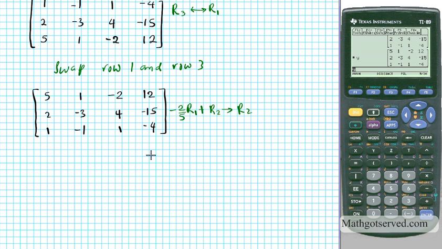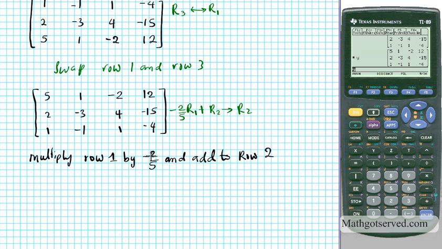What does this command here mean? This command basically means multiply row 1 by negative 2/5 and add to row 2.